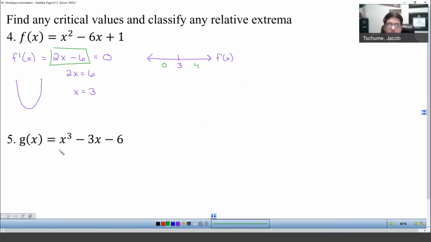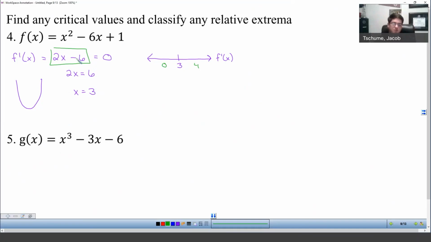You can use your calculator if you'd like, or you can do mental math. We do not care what the number is. All you care about is: is it positive or negative? Because you're trying to figure out which side is increasing and decreasing.